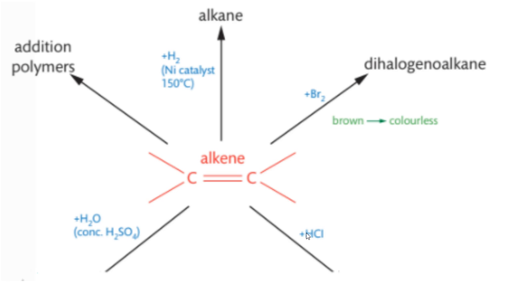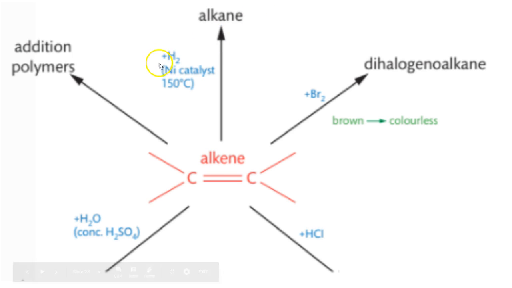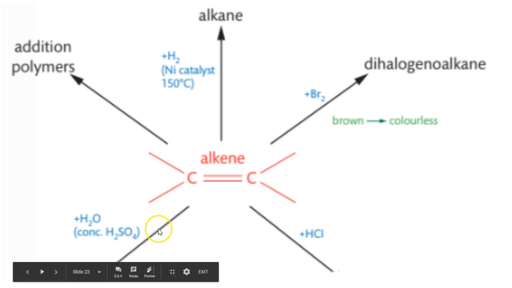And so here is just a chart that shows the summarization of the reactions that we went over. We can add polymers, that's polymerization. We can make it into an alkane through adding hydrogen in a nickel catalyst and heat. We can add bromines to the double bond. We can add HCl, and we can also make it into an alcohol by adding concentrated sulfuric acid and heat.